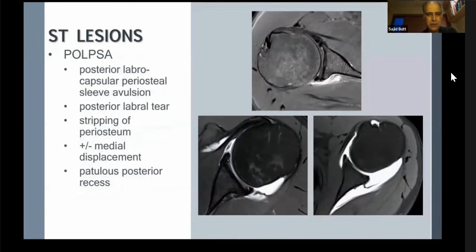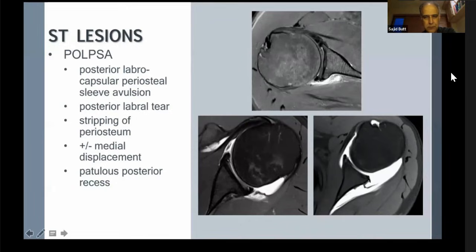It's exactly the same thing. The location is different for Perthes, which is the front, and Kim, which is at the back. At the front, we had the ALPSA lesion, anterior labroligamentous periosteal sleeve avulsion. At the back, we get the POLPSA lesion, the posterior labrocapsular periosteal sleeve avulsion. So that's an axial image. That's the front. That's the subscapularis. That's the posterior bit. Notice that the posterior joint capsule is quite distended and full. Huge injury at the back of the capsule.